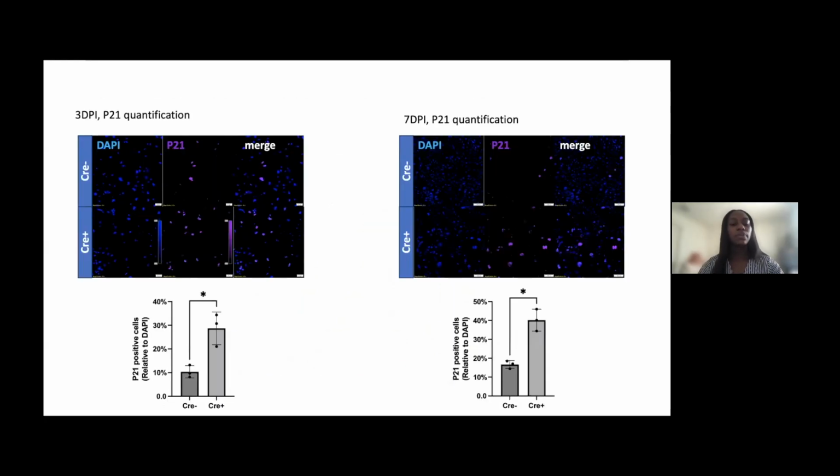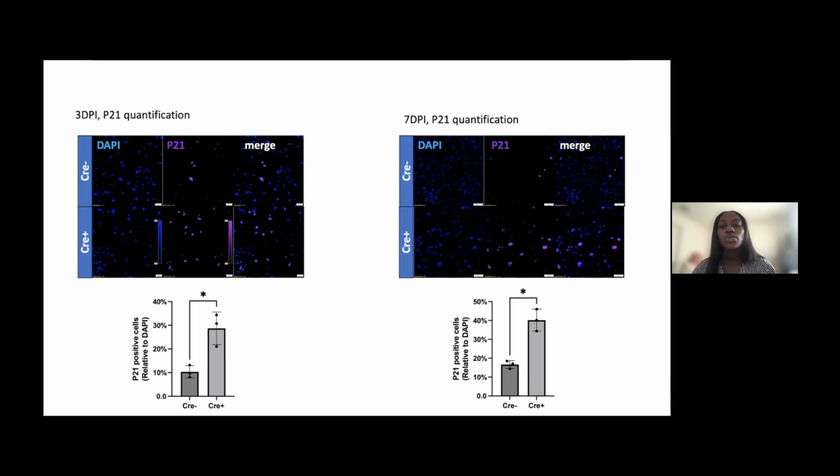So this is an example of immunofluorescence staining, and this is for P21 once again. And the top, Cre negative with DAPI, the DAPI is the blue staining that shows the cell nucleus, and the purple or pink staining you see here is of P21. So we see that Cre negative versus Cre positive, there are more P21 cells in Cre positive. And we can see in this graph that there's a little bit under 30% and then a little bit under 10%.